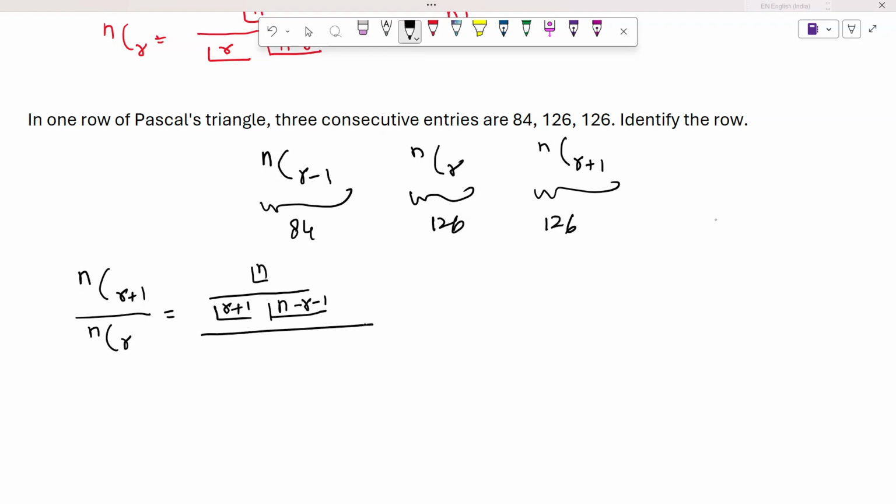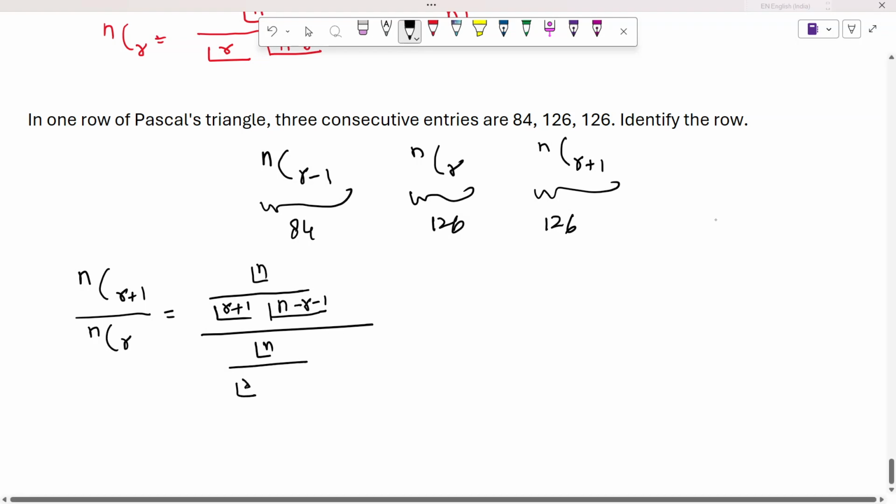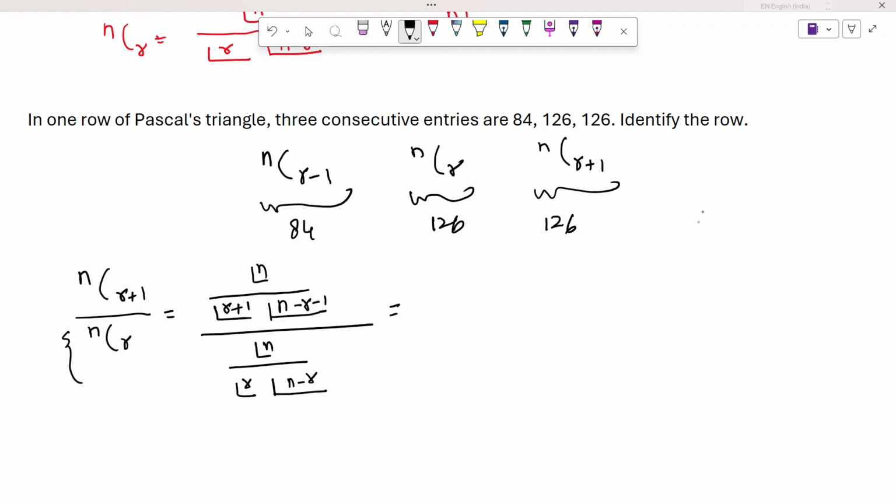Okay, n factorial upon r factorial into n minus r factorial, we are calculating this value. So of course n factorial cancels out n factorial and the result becomes factorial r into factorial n minus r upon factorial r plus 1 into factorial n minus r minus 1.